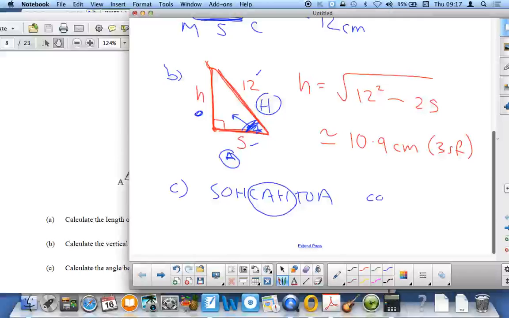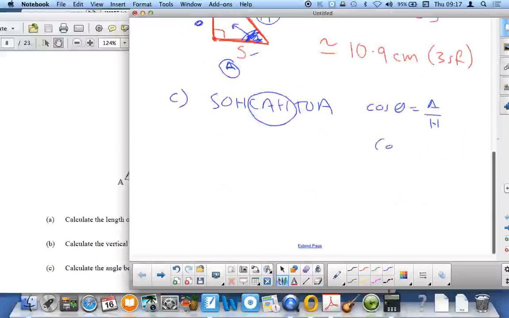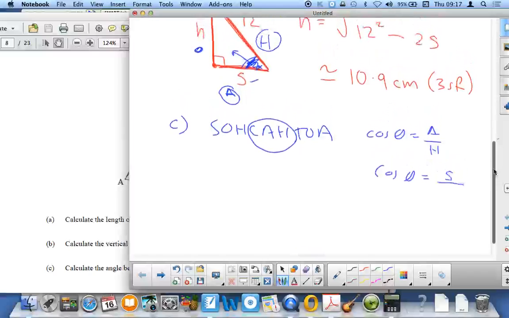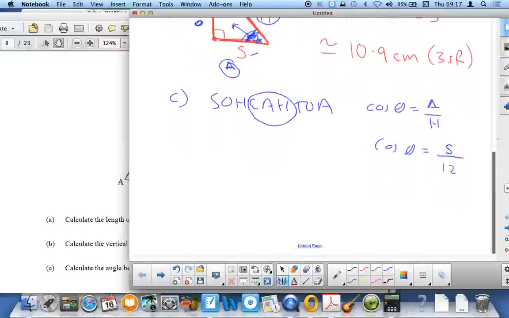So I could say cosine theta equals, the adjacent was 5, yeah? So 5's on the top, hypotenuse was 12. Let's just check, it was 12, wasn't it? Yes, it was. So, now again, watch out for how you write your maths. You're all capable of writing things like this. That's the working, it's the same as you're going to do in your calculator.